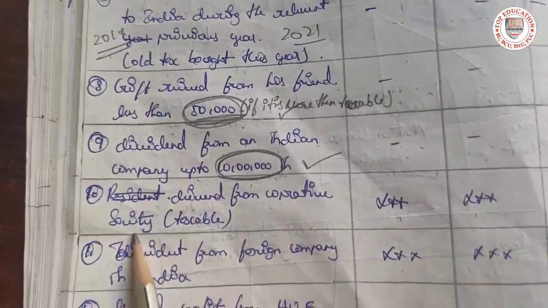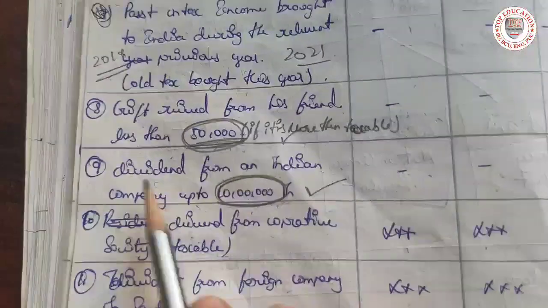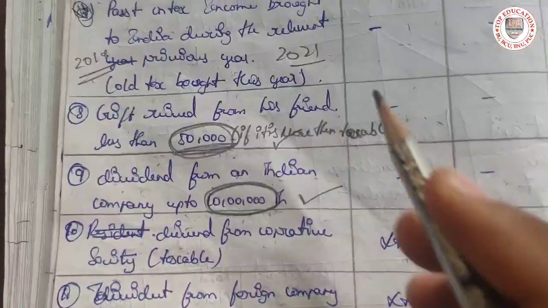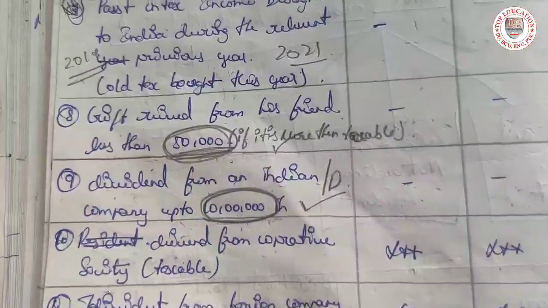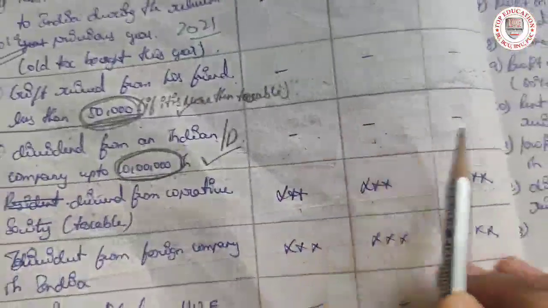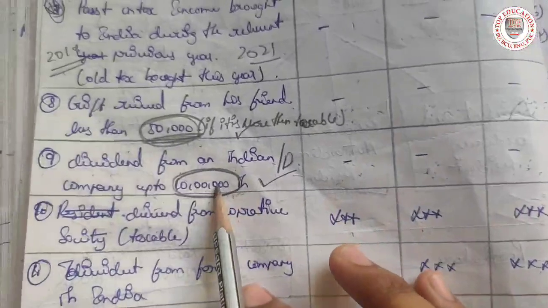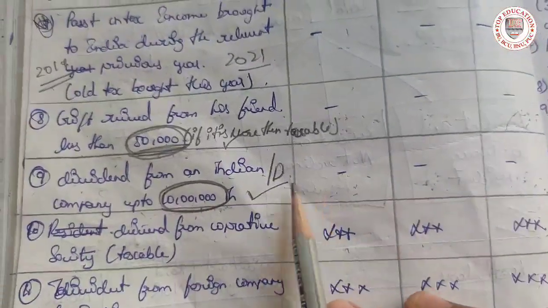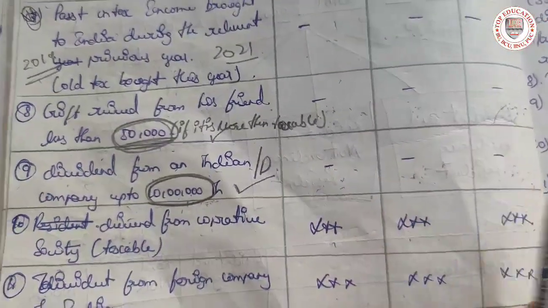Then dividend from an Indian company, or we can say a domestic company. If it is less than 10 lakhs, then it is exempted. If it is more than 10 lakhs, then we write down the value here. It may be 20 lakhs, 20 lakhs, 20 lakhs.